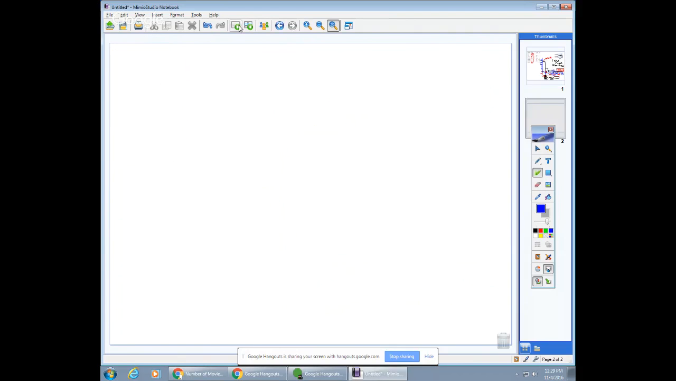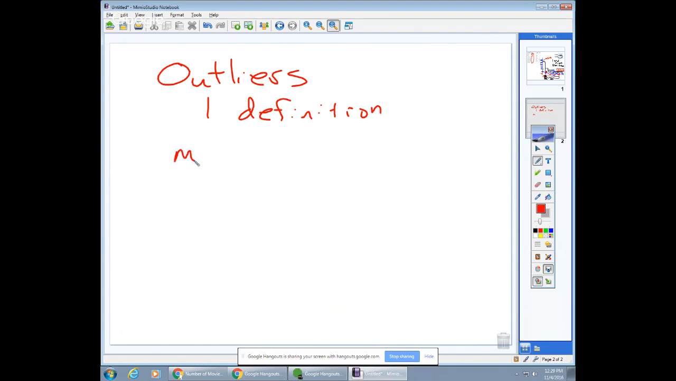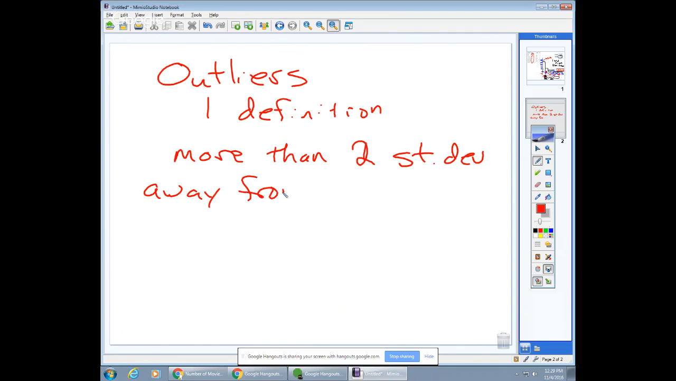So let's write that down. So that's just one definition. There are others out there. We're not going to worry about those. One definition is more than 2 standard deviations away from the mean. Not doing more stuff that way. Letting you know.